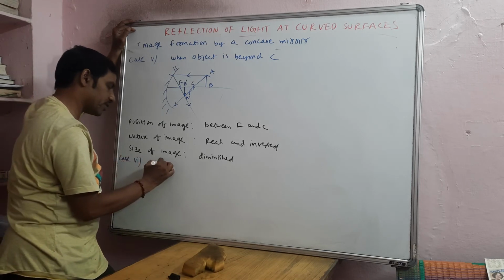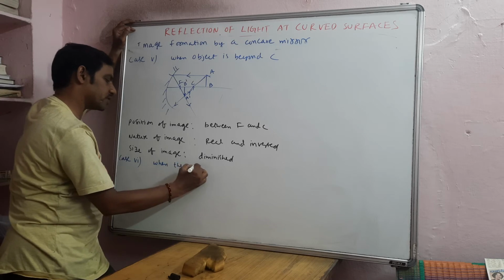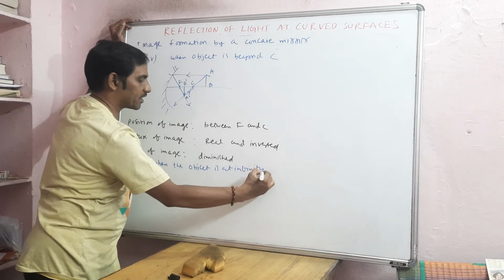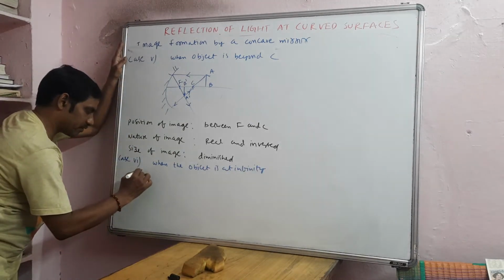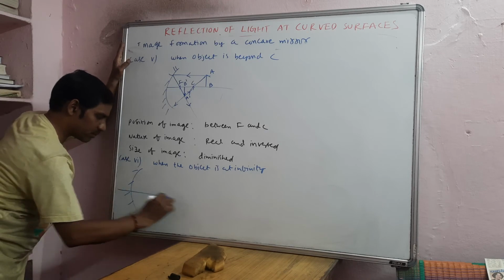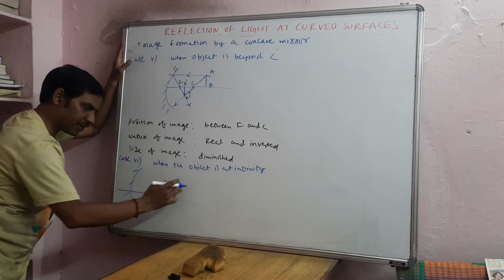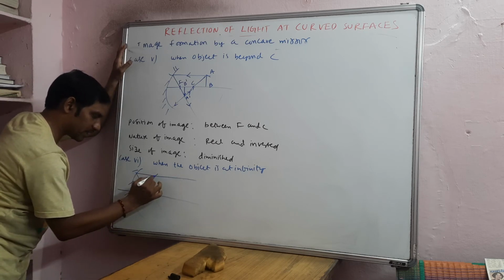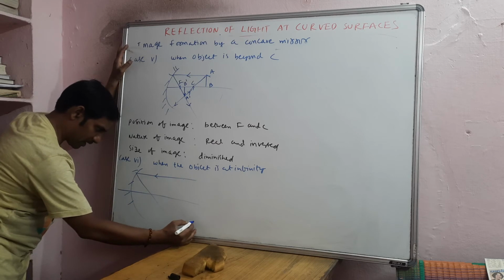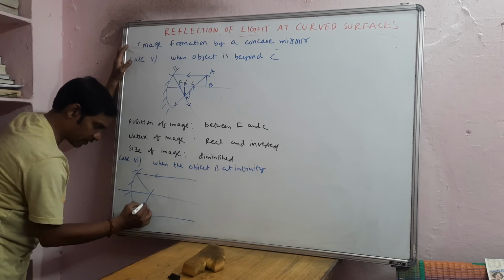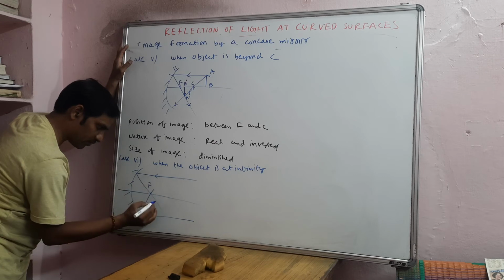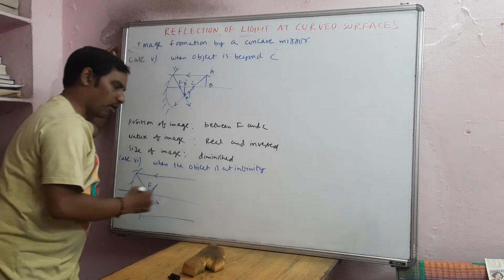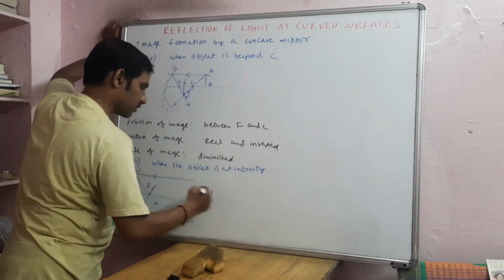Generally it is not given in your textbooks. When the object is at infinity, for this I will do two ray diagrams so that you will understand. See here, when the object is at infinity, you don't need to take an object. Why? Because parallel light rays will come, and those light rays will meet like this. From here also parallel light rays are coming and meeting at F. So a point-sized diminished image will be formed. So this is one case you can take.